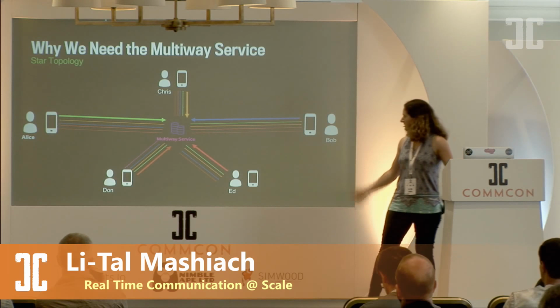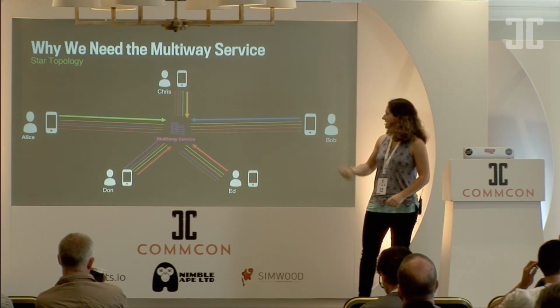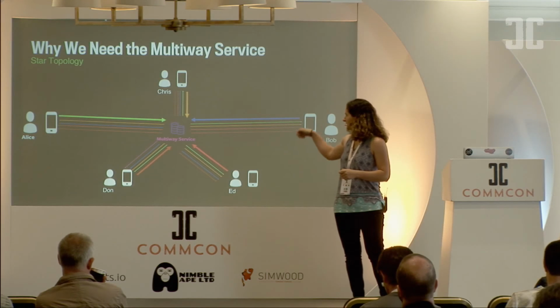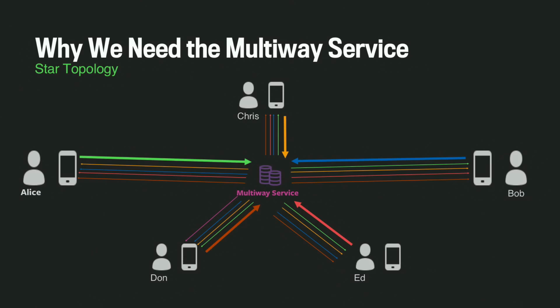The second approach is to go with this star topology, where each participant in a group call has an uplink to the Multiway service, and the Multiway service sends those streams to all other participants.